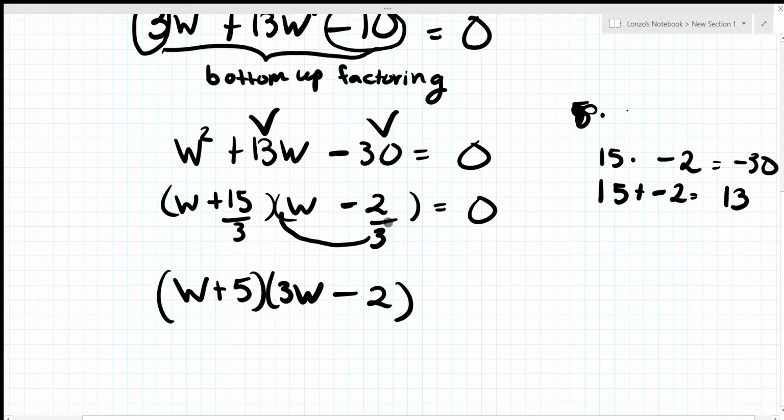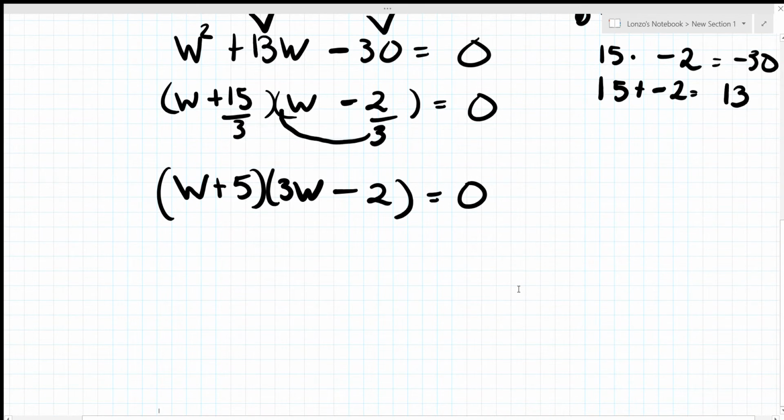See what I did? I just moved that 3 in front of the w, and then ignore the 3, so you're just left with negative 2. And you're left with 0. So now we can solve for my x value, I mean our w values. So if you ever get confused how to solve for w, you could just break it into 2 parts, right? And you can set that to 0.